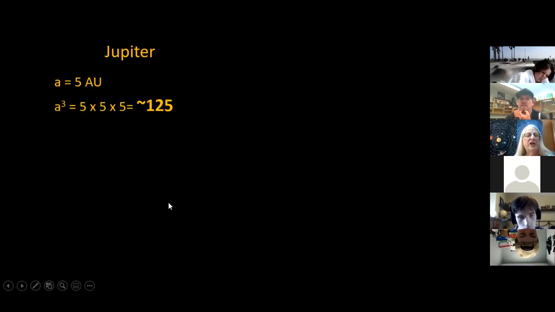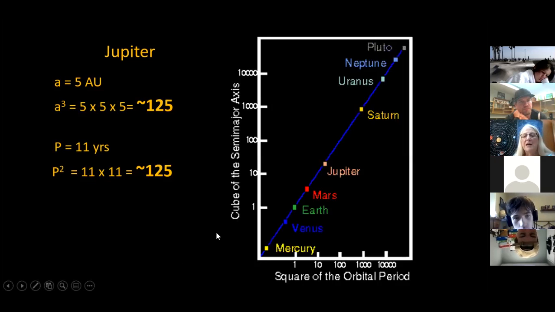So if we cube that, we get about 125. It takes Jupiter 11 years to go around the sun. If we square that, we get about 125. And if we look at all the planets in our solar system, they fall along this beautiful straight line graph.